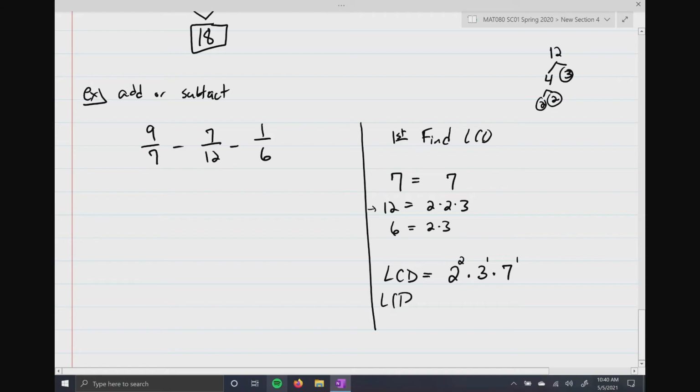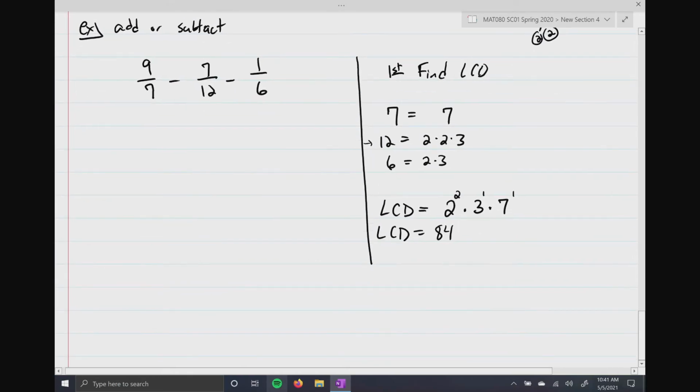The only thing I need to do is just multiply it out. 2 to the second is 4. 4 times 3 is 12. And 12 times 7 is 84. Adding or subtracting fractions is going to take us the most time on this test. Okay? So that's the first thing I do.